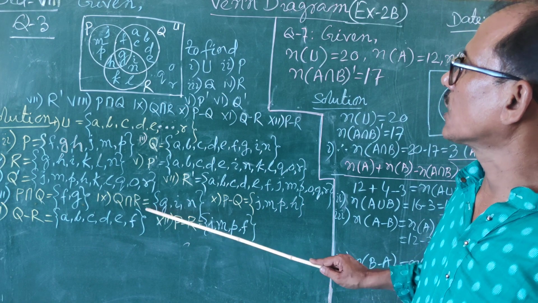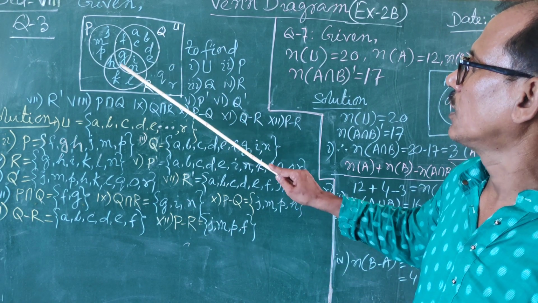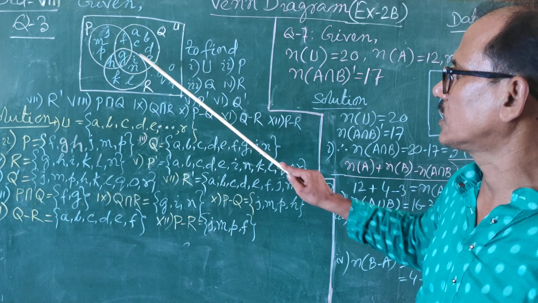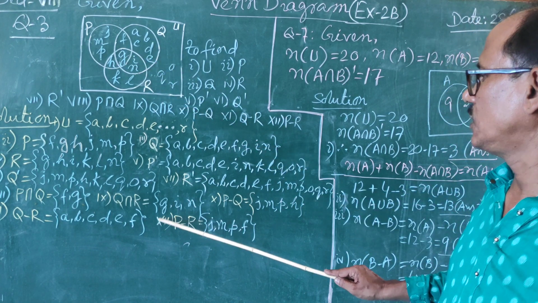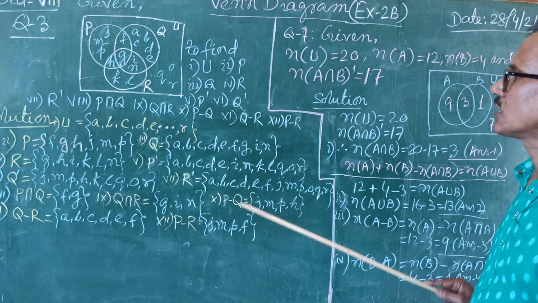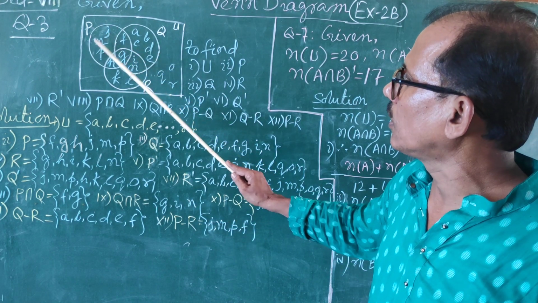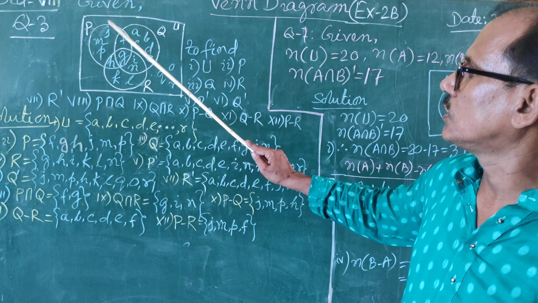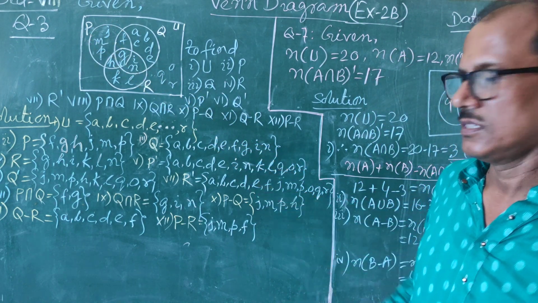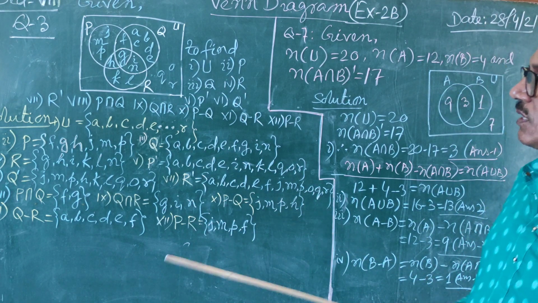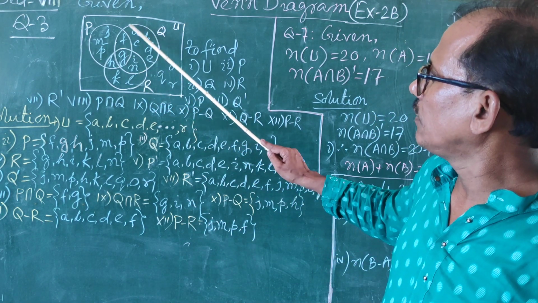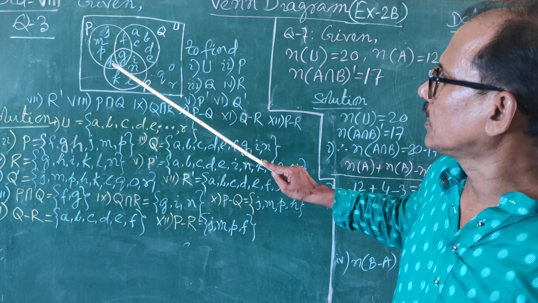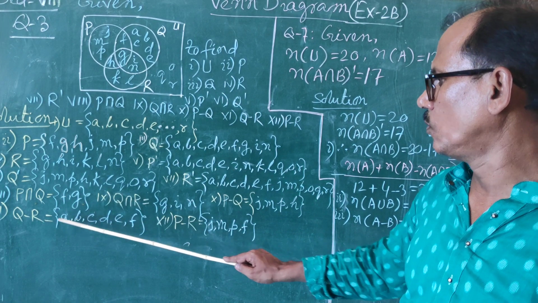Now Q intersection R is what? This particular region. So G, I, and N. Could you understand? G, I, and N. Now P minus Q. P minus Q is this part only. Leaving the elements of Q, what is lying in P? So J, M, P, H. Now Q minus R, leaving the R part, leaving the Q part. So the Q part, if you leave it, H, K, L will be Q minus R.